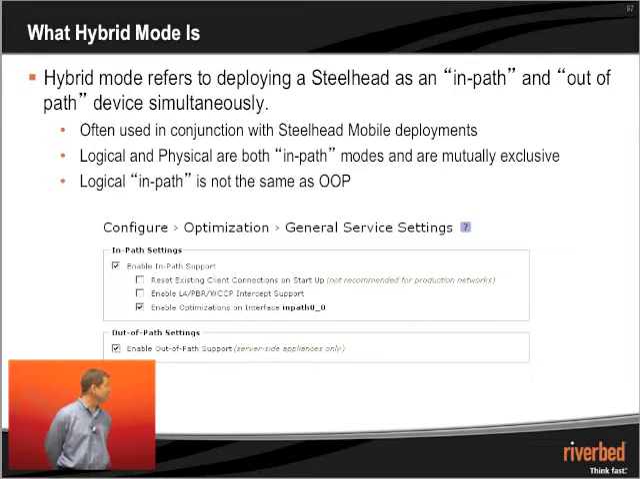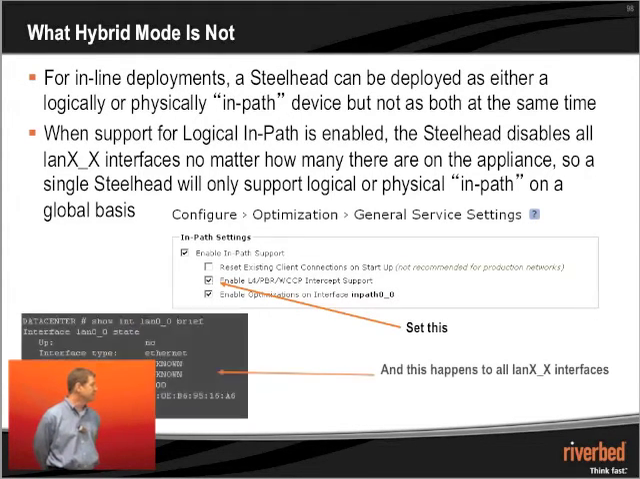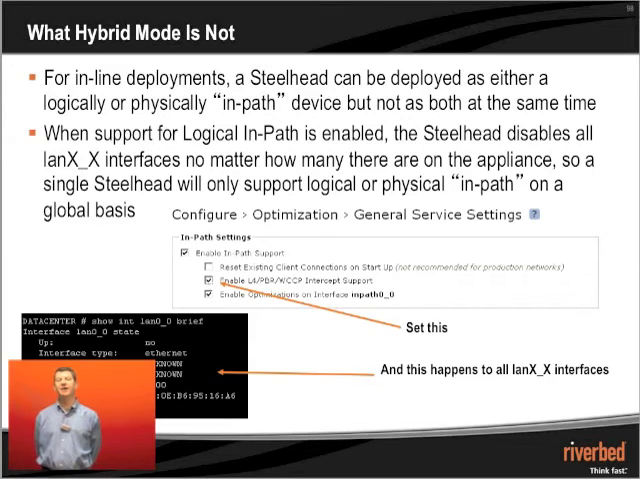Hybrid mode is configured by enabling both the in-path settings and the out-of-path settings, but notice that we do not configure the logical in-path settings. If you turn on logical in-path, that will disable the LAN interface, which of course will not allow physical in-path configuration to work. So hybrid mode, again, is using physical in-path with server-side out-of-path.